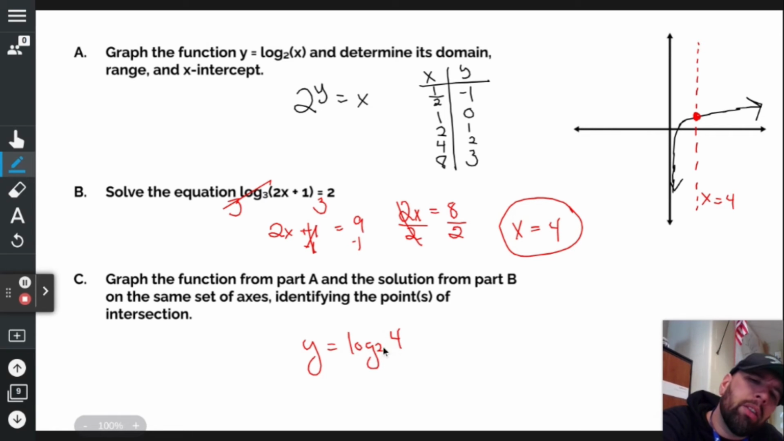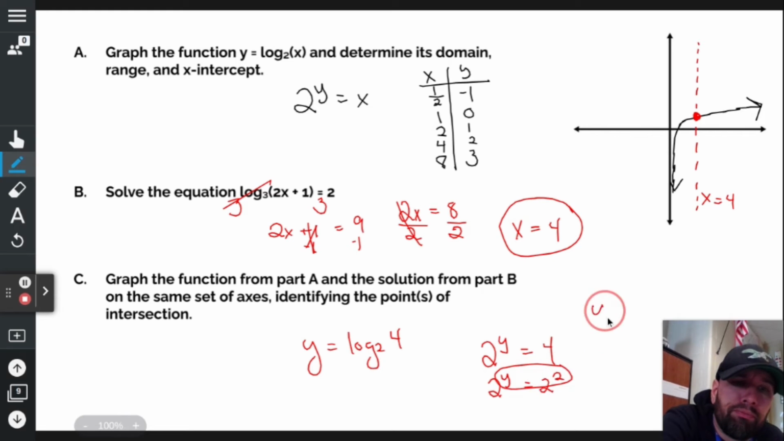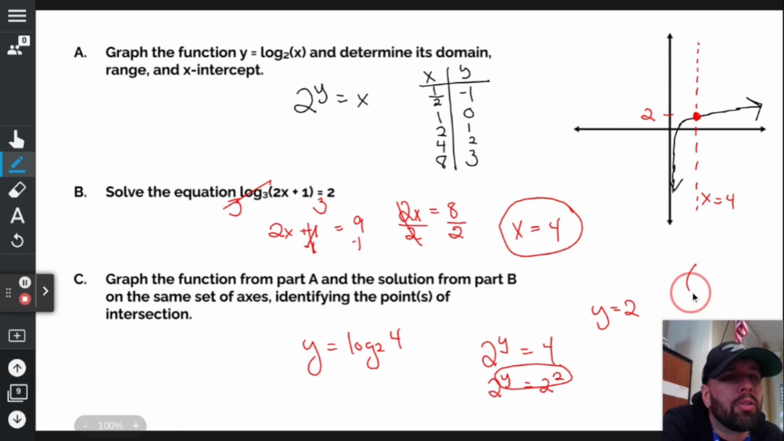And if I wanted to find out what y was, I could rewrite this as 2 to the y equals 4. I can rewrite 4 as 2 squared. Y is 2. Look at that. Interesting.